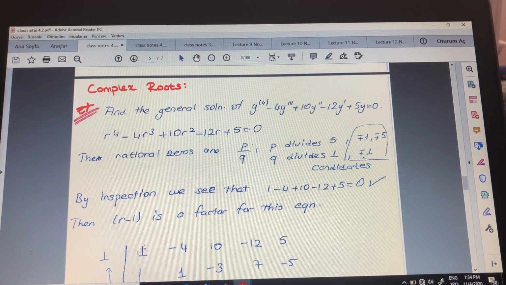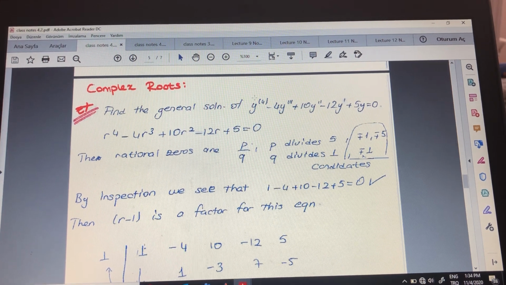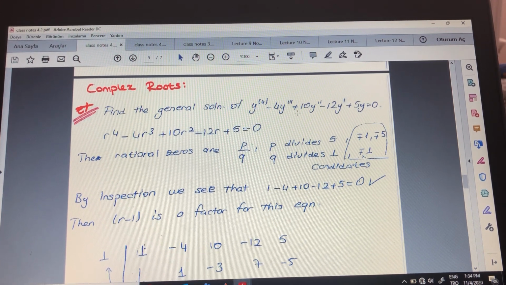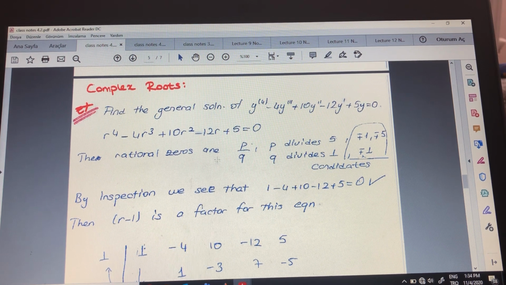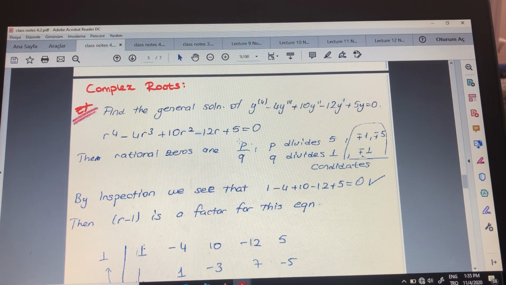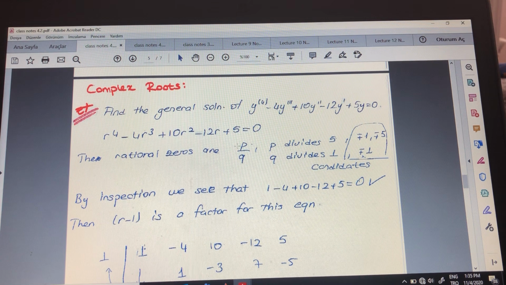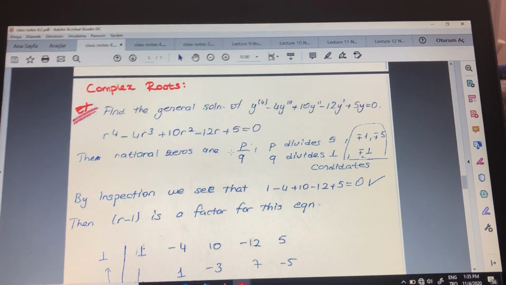And once you write the characteristic equation, you have r to the 4 minus 4r cubed plus 10r squared minus 12r plus 5 equals 0. So, a fourth order polynomial you need to solve. And it will help if you know one factor. To be able to check the p over q, we can do that.